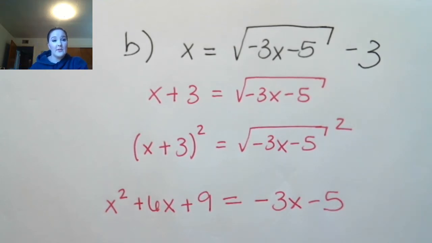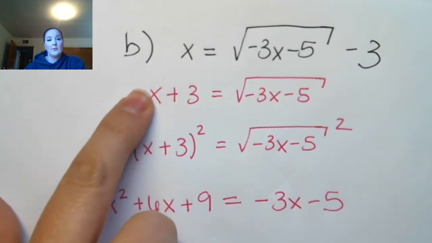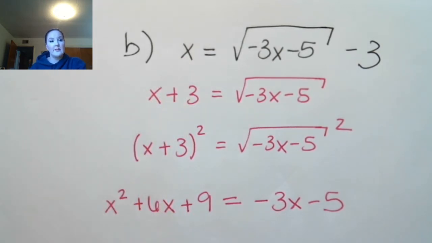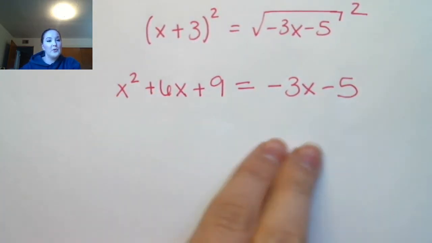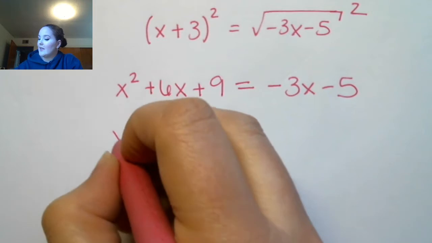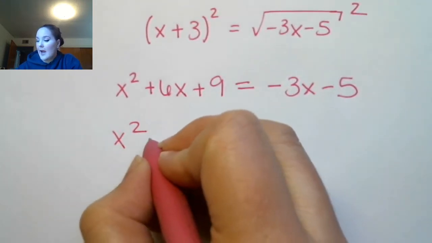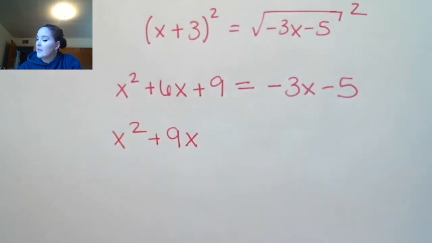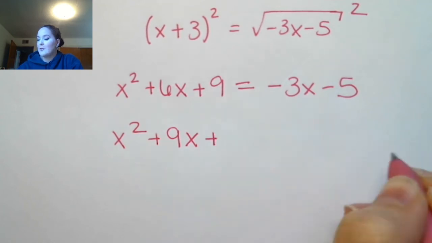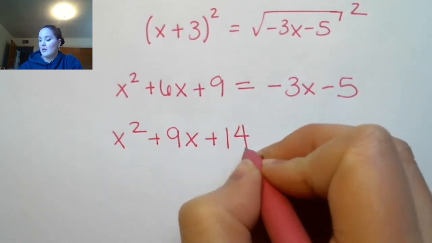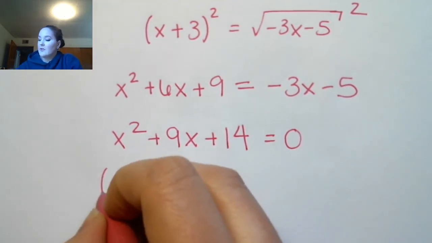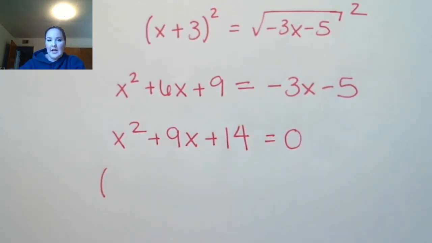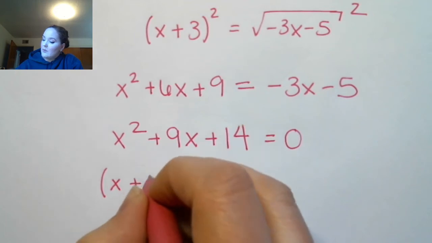So that's the first two steps. Isolate the radical, square both sides. Now again, when I go to solve, I can see that I have an x squared, so I'm going to move everything to one side and try factoring. When I add 3x to both sides, I'll get 9x, and when I add 5 to both sides, I'll get 14. Now I'm going to factor this. What multiplies to 14 and adds to 9? It should be 7 and 2.